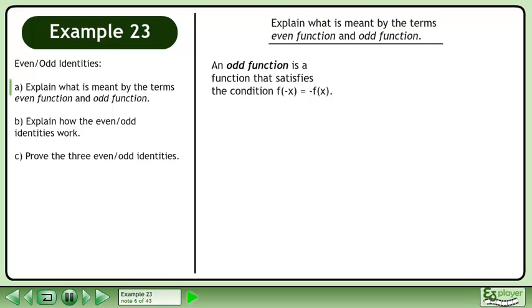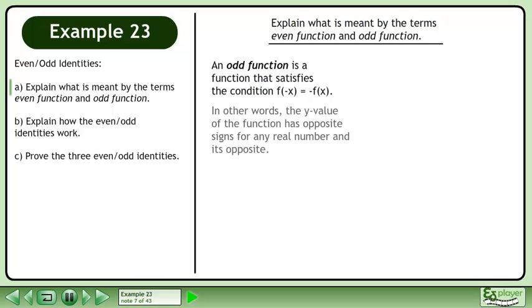An odd function is a function that satisfies the condition f of negative x equals negative f of x. In other words, the y value of the function has opposite signs for any real number and its opposite.